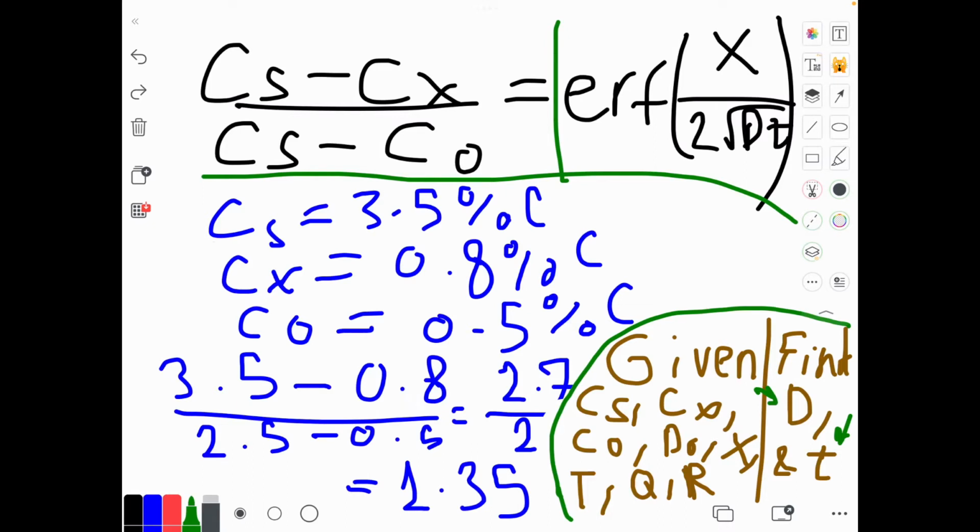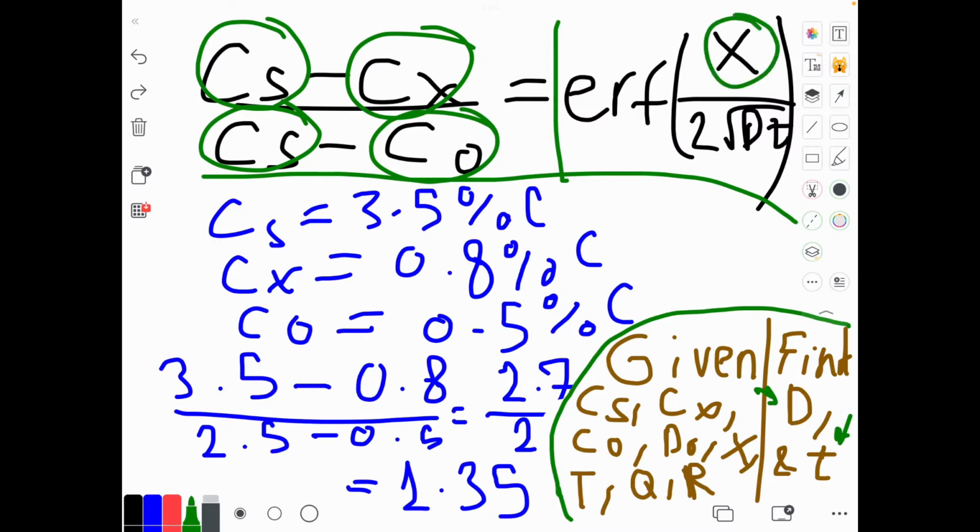Now, we check. We have CS, we have CX, we have C naught. So we have all the values for the left side. What about the argument? That means we probably don't have all the values that we need for the argument, because we do have x, and diffusivity, if we solve for it, we kind of do have diffusivity, but we don't have time. So basically the question wants us to solve for time.